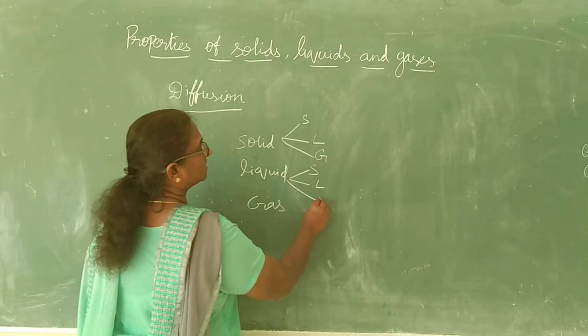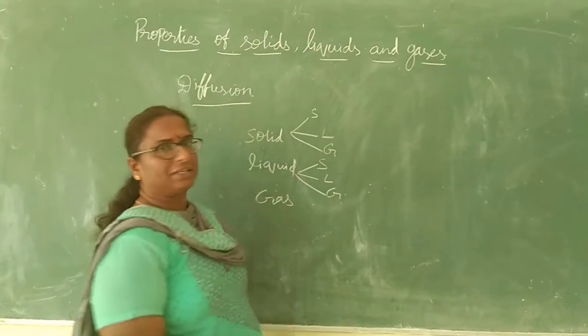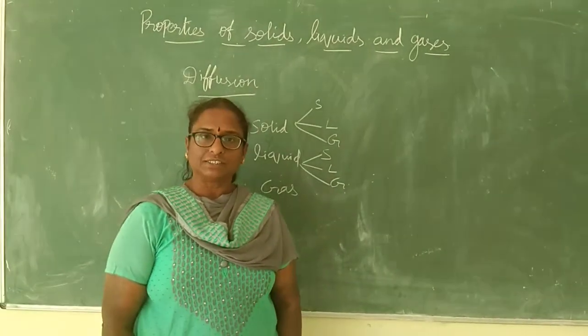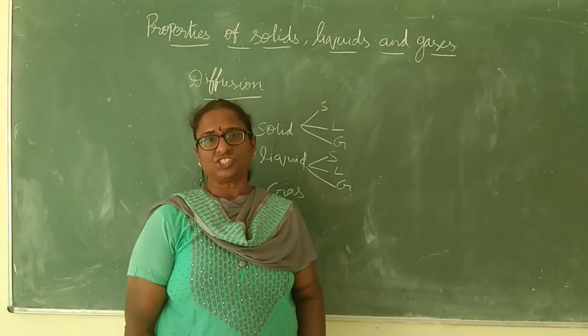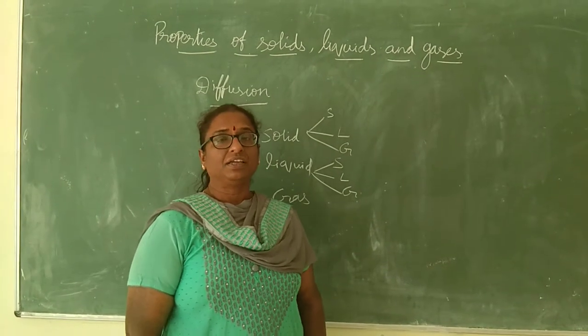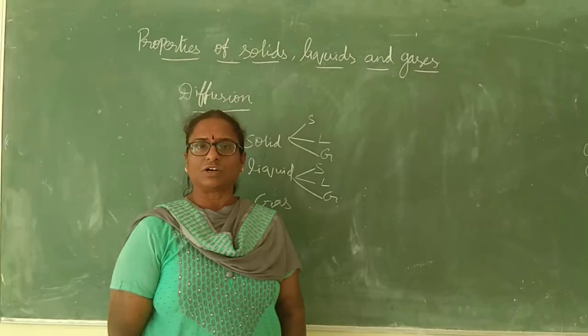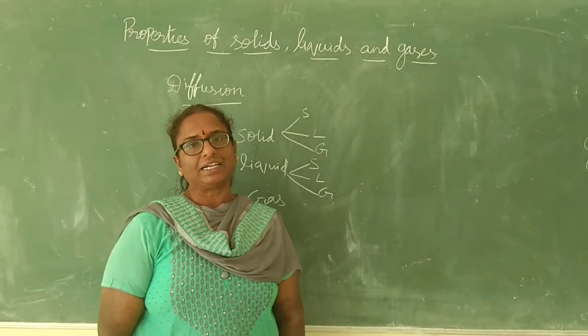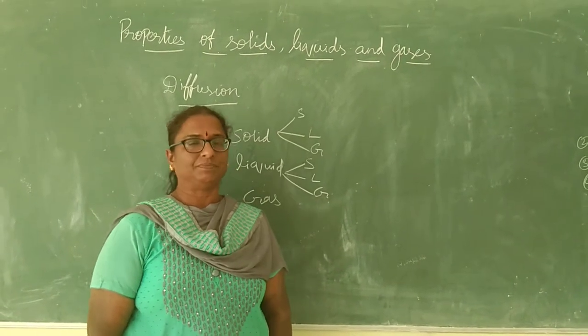Then liquid in gas, a very good wonderful example, that is oxygen in water. That is very much essential for aquatic life. If the diffusion of oxygen in water is not there, then aquatic life is not at all possible.